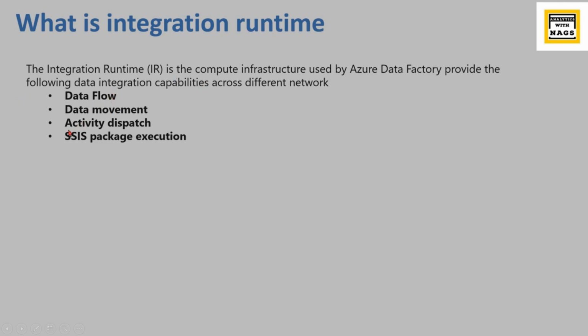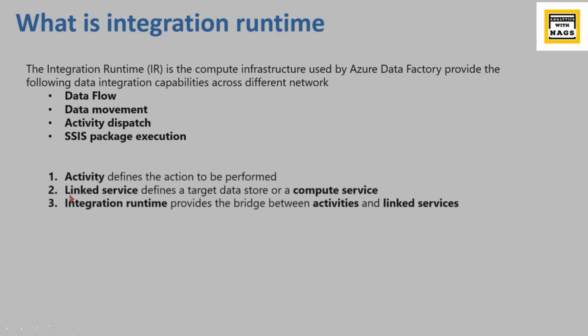This is data flow, data movement, activity dispatch, SSIS package execution across different networks, meaning it can be either in the cloud or in the on-premise. That is what "across different networks" means.